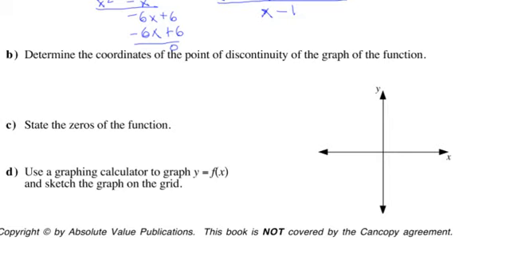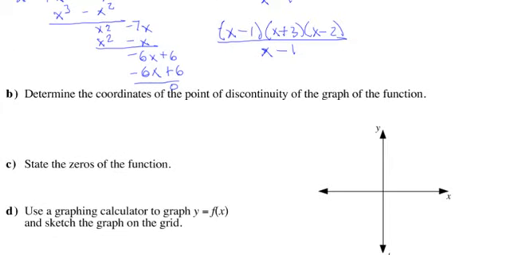Okay, now determine the coordinates of the point of discontinuity. I'll just copy this down so we have it to look at again. x minus 1, x plus 3, x minus 2, all over x minus 1. So this curve is undefined at 1 because of this factor, but if you want to know where the missing point is, where the little blip is in the function, what you do is pretend for a moment that these have canceled out. We've noted that x is not allowed to be 1.